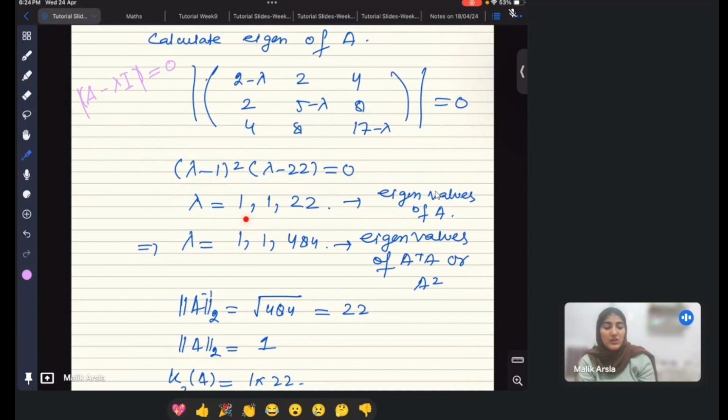Similarly, the eigenvalues of A square will be what? Equal to 1, 1 and 484. Okay.